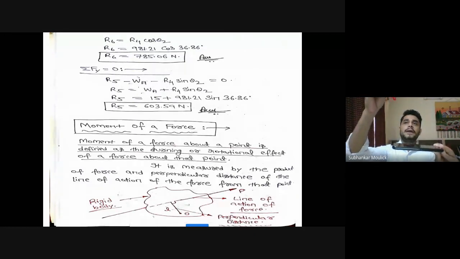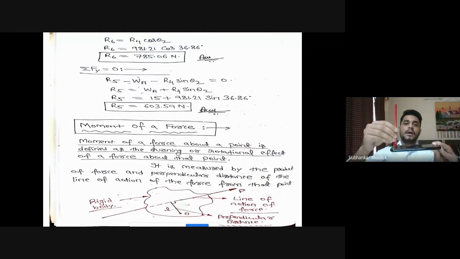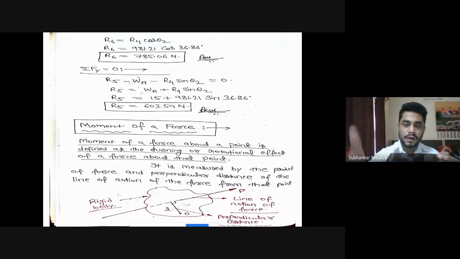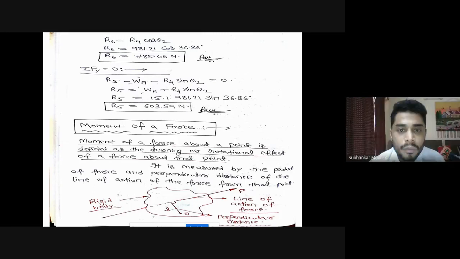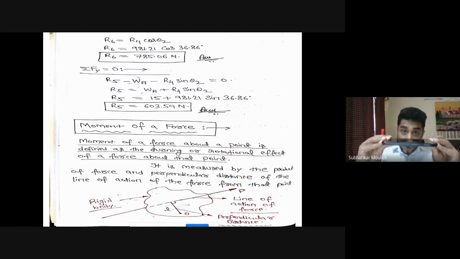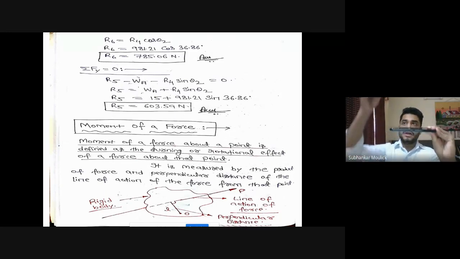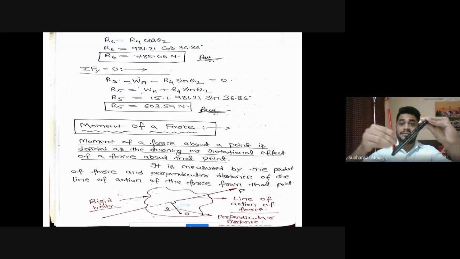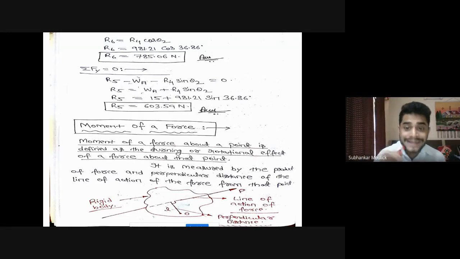Fine. So when you apply a force on this body, can you tell me what will be the tendency of the body? What will happen to this body if you apply a transverse load like this? Rotate, sir. Yes, the body will rotate about this fixed end. So moment is a phenomenon which creates a rotation in the body.